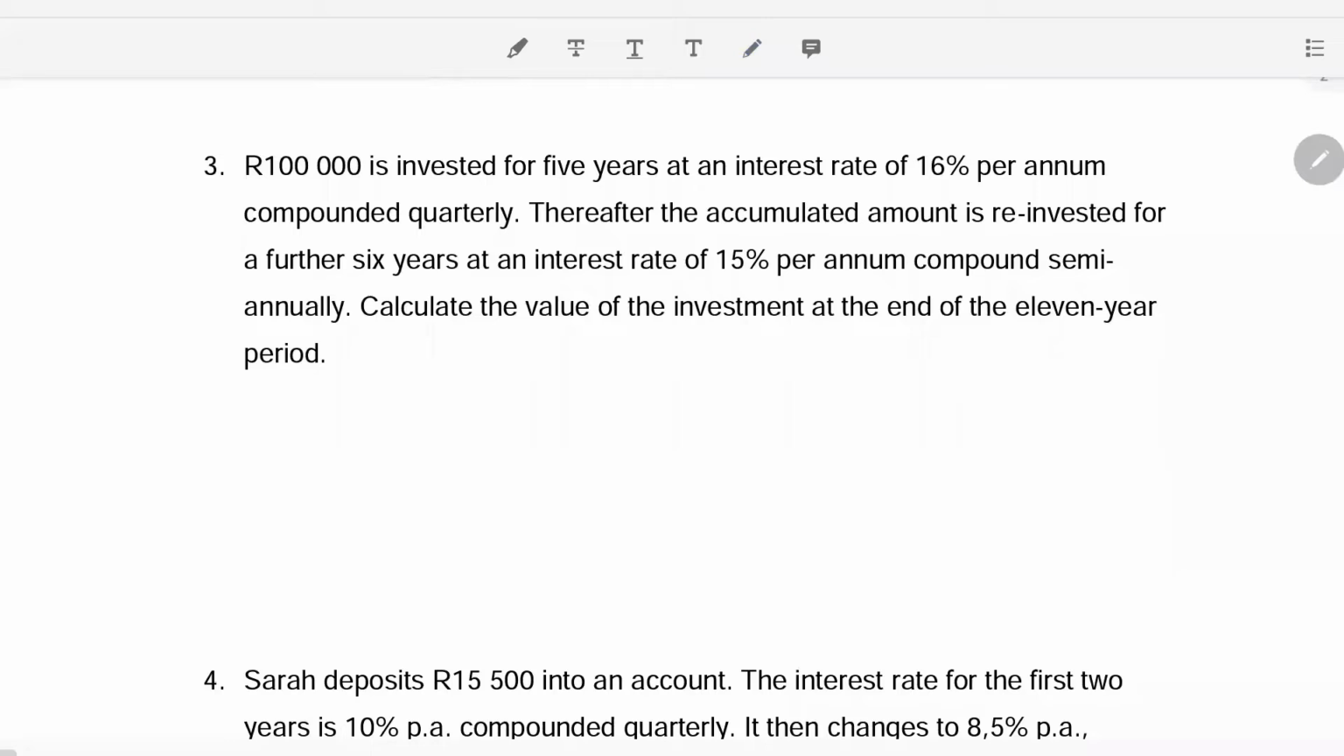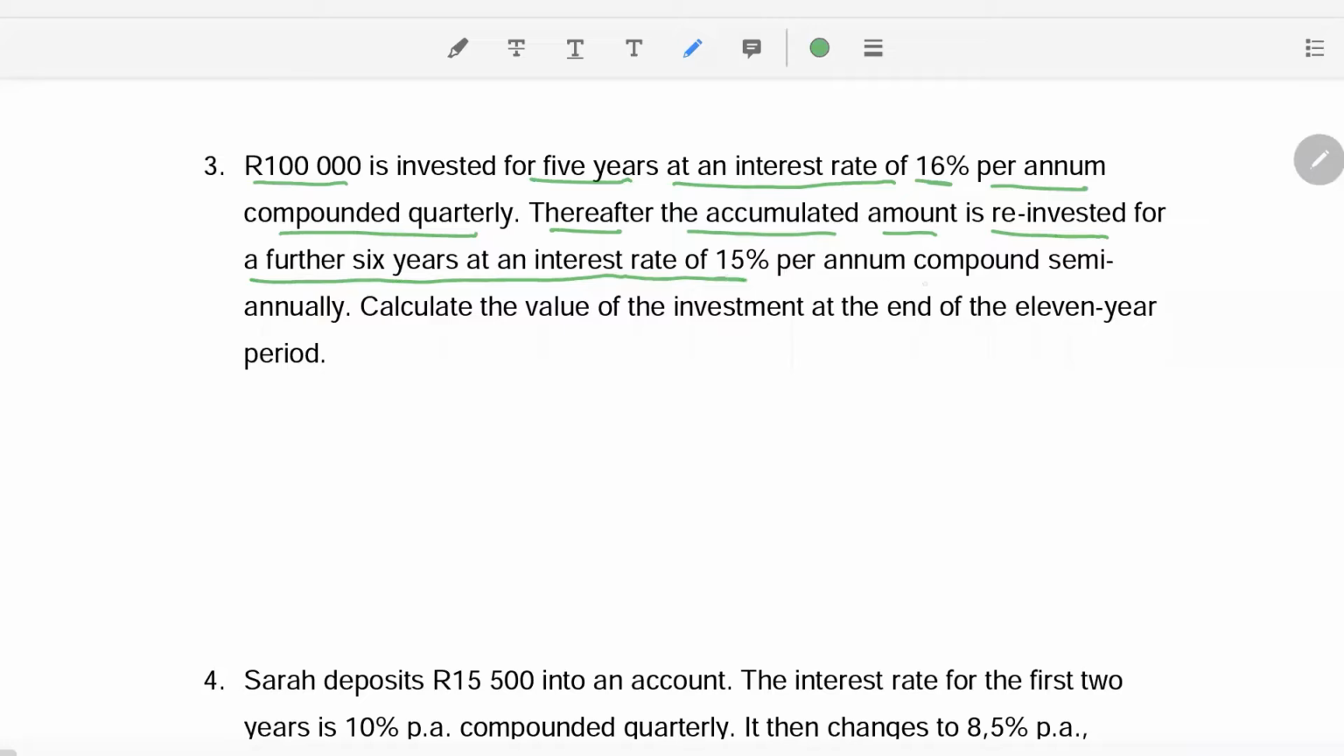Then question number 3. 100,000 is invested for 5 years at an interest rate of 16% per annum, compounded quarterly. Thereafter, the accumulated amount is reinvested for a further 6 years at an interest rate of 15% per annum, compounded semi-annually. Calculate the value of the investment at the end of 11 years. So I think we need to work out this question. It's investment with compound interest.